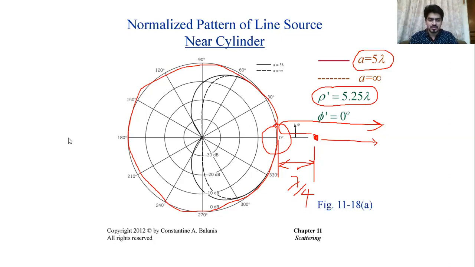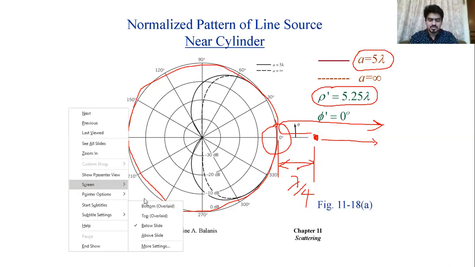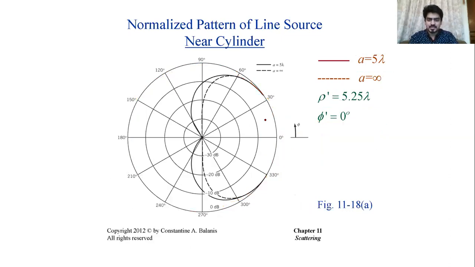Let me just clear out this slide. As you can see here, you see a maximum radiation or maximum scattering, whatever you want to call it, in the broadside direction, because your scattered field and the directly radiated field from the source create a constructive interference in that direction. They are in phase, and we showed why they are in phase in the last lecture.